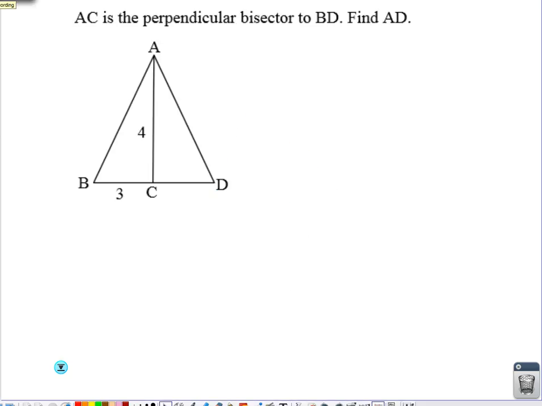On this one, it says AC is the perpendicular bisector of BD. Find the length of AB. Again, perpendicular bisector means it's perpendicular and it bisects it. So what would CD be? 3 as well. But we're asked to find AD. How do we find AD?